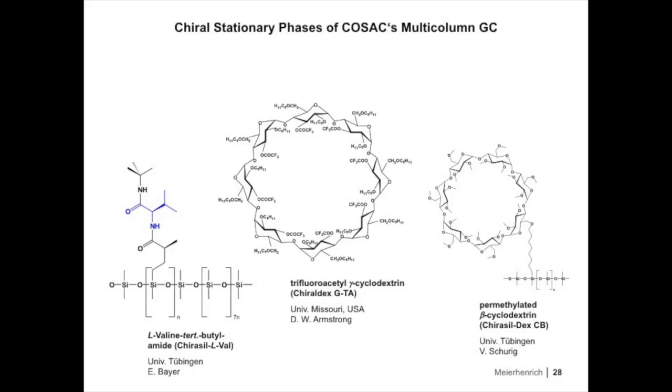So we now want to think about the chirality of the ices that we produce. And this chirality we can determine by gas chromatography. We use capillary columns.